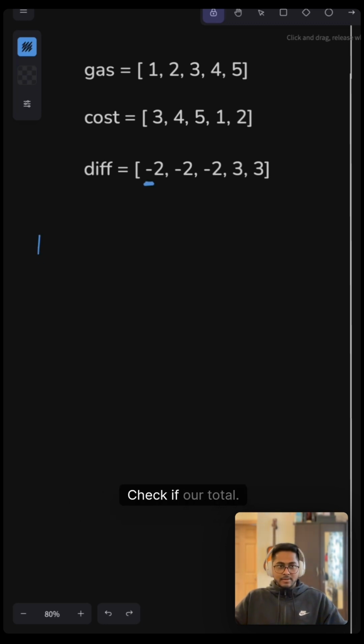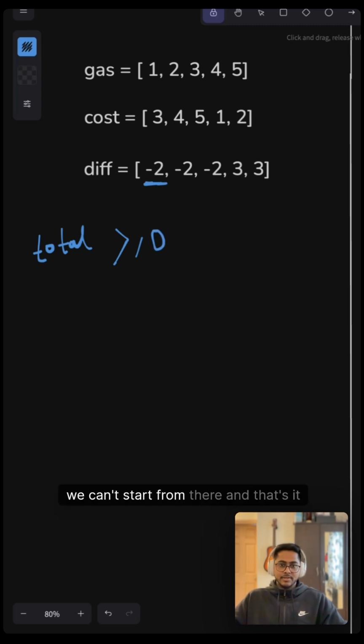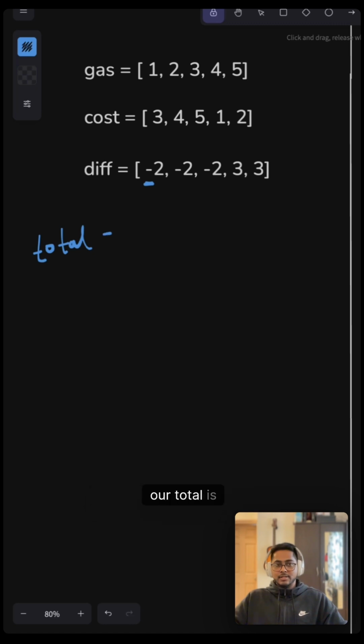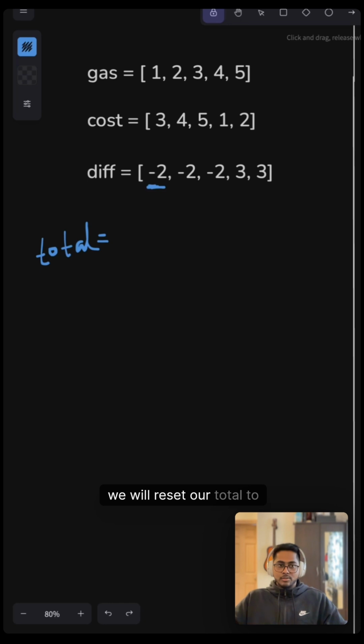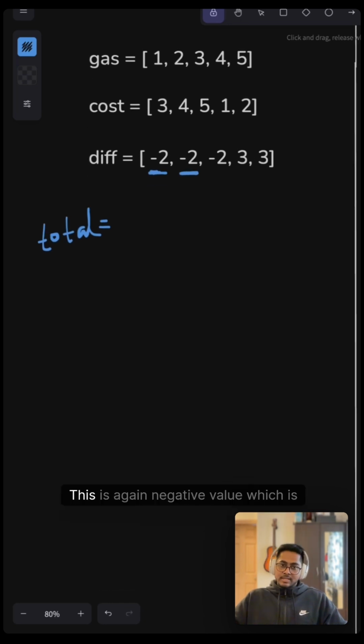We can check if our total is greater than or equal to 0, because if the total is not, then we can't start from there. Let's see, when we are here, our total is minus 2, but this is less than 0. So we will reset our total to 0. Again, we come here. This is again a negative value, which is less than 0. So again, we will ignore this. We come here. This is again minus 2, which is less than 0. So we will reset our total back to 0.